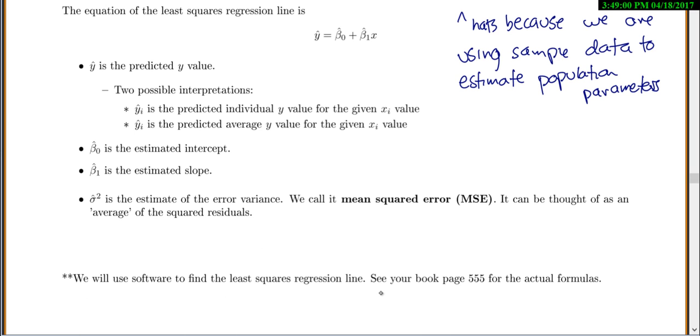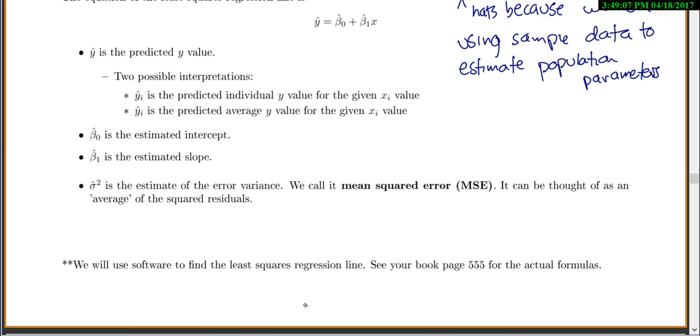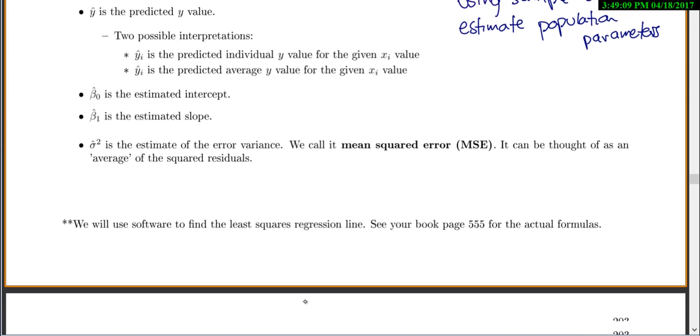Okay, now we're going to use software to find the least squares regression line. Some teachers make you guys actually do this by hand. That's just silly in my mind. That's what computers are invented for.